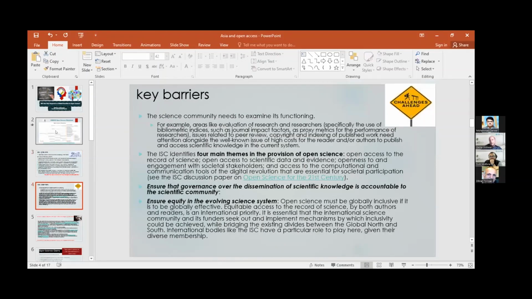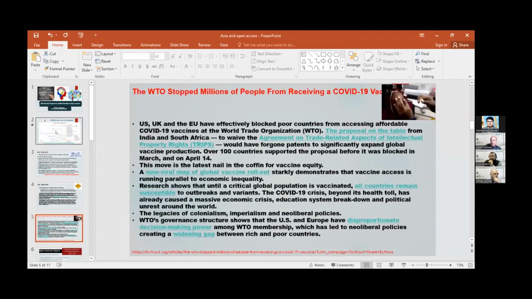And then we will be also discussing the key barriers. What stops us from opening the data, opening the publication and everything? Is it finances? Is it greed? Is it what? So those are the barriers that we should be trying to address.